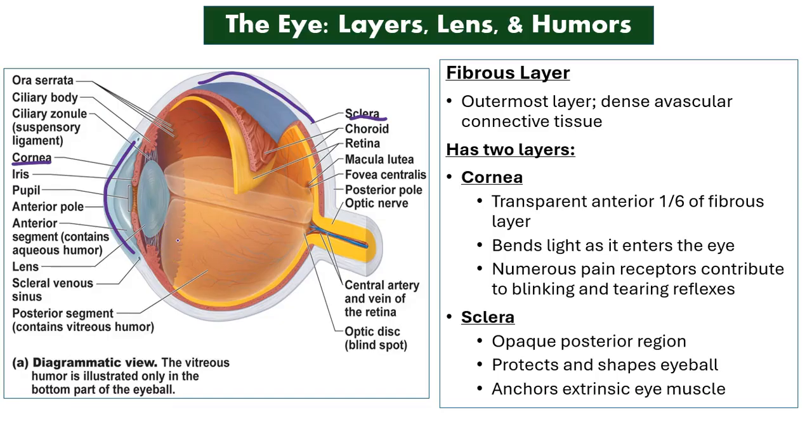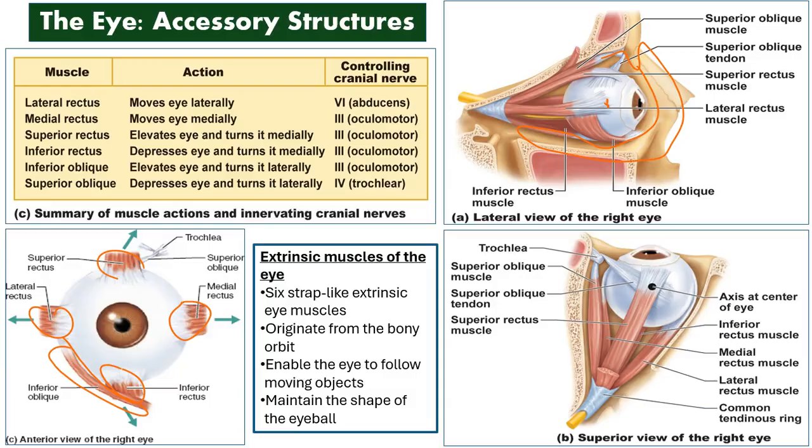So if we go back to that, let me just go back to that as well. Remember we talked about our accessory structures being our muscles. You see how we have a lot of attachment of these muscles to the actual sclera? Yes, that's where that attachment is going to be, and the sclera is thick enough for that to happen.